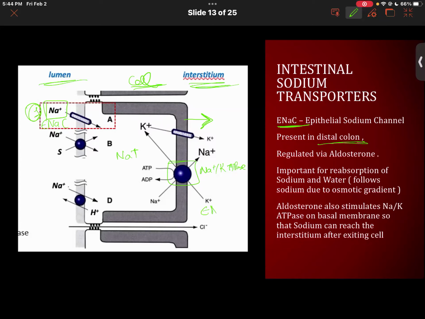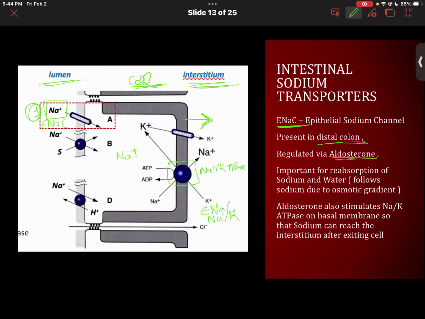Both of these, ENaC and the sodium-potassium ATPase, are regulated by a hormone called aldosterone. Wait, actually, I need to search up if it's a hormone or not. I'm pretty sure it is. If anyone remembers, you can tell me. It is a hormone, I think. Yeah, it is a hormone. Okay, phew.